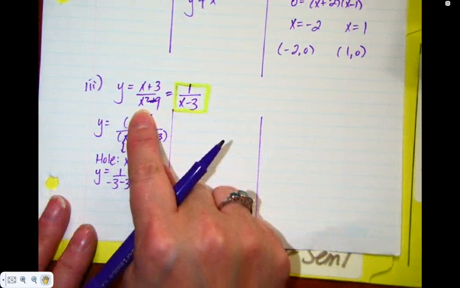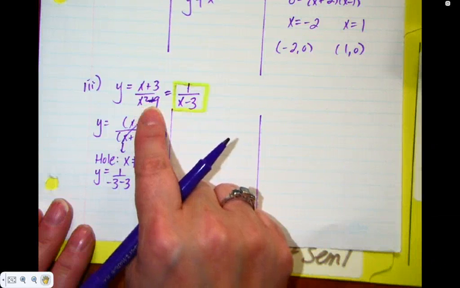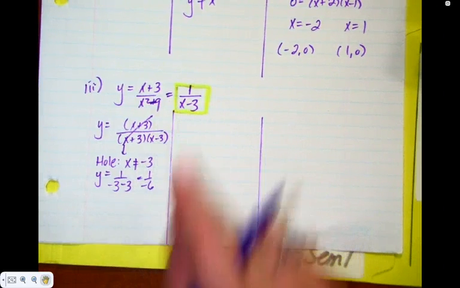If you go back to the factored form, and you sub in negative 3, what you're going to end up with on the bottom is 0. And can we divide by 0? No, that's why we have to go back to the factored form. Plus, why wouldn't we want to go back to that form?